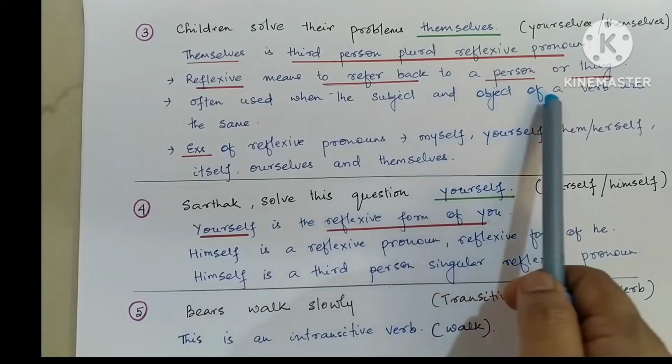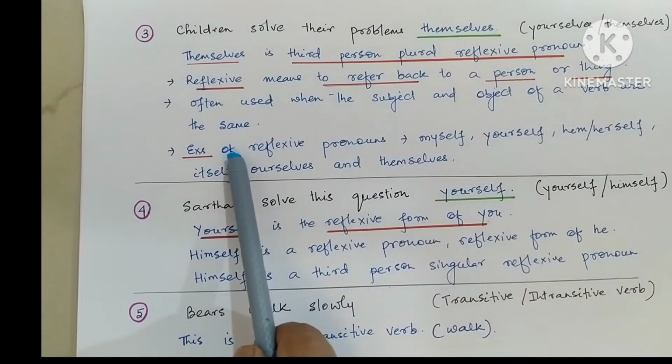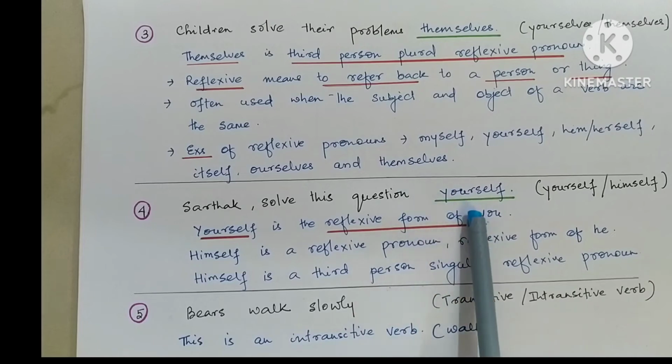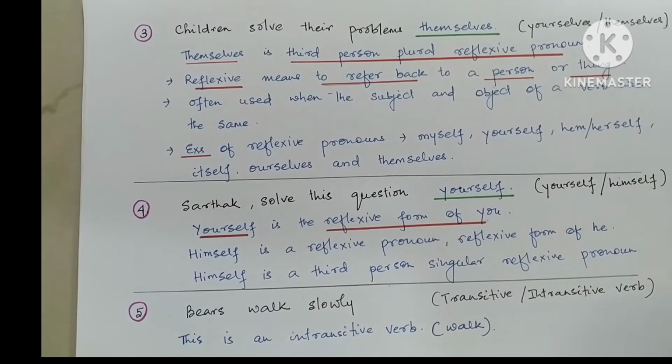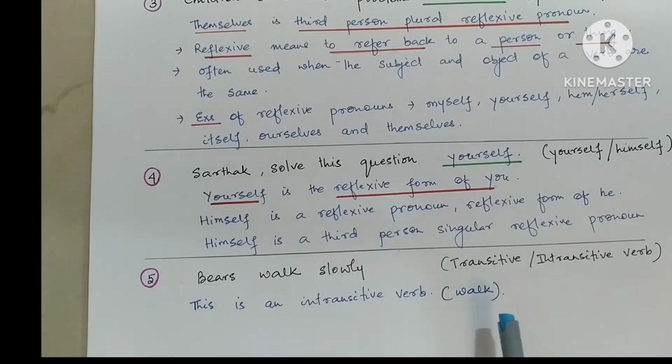It refers back to a person or thing, often used when the subject and the object of a verb are the same. So, Sarthak, solve this question yourself. Now, number 5. Bears walk slowly, whether it is a transitive verb or an intransitive verb.